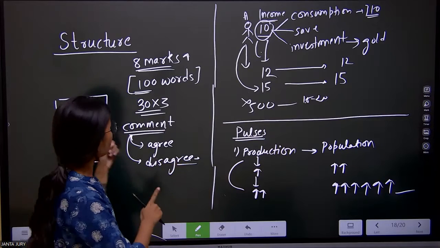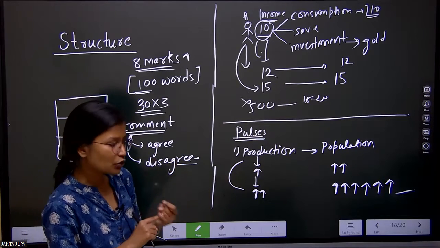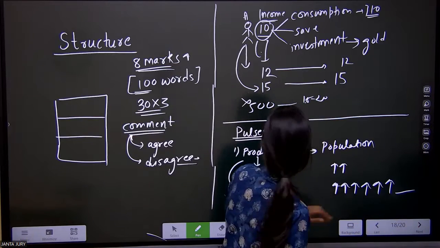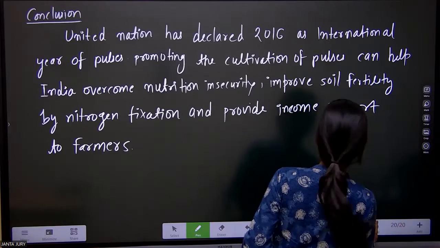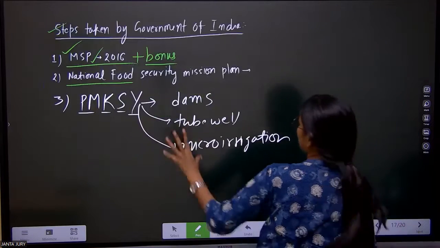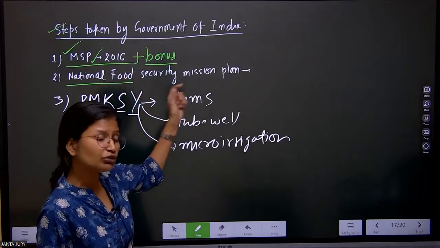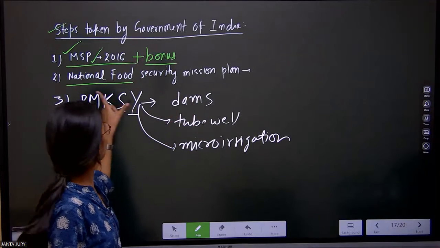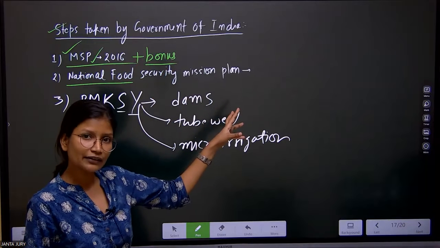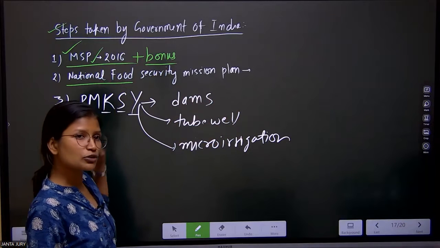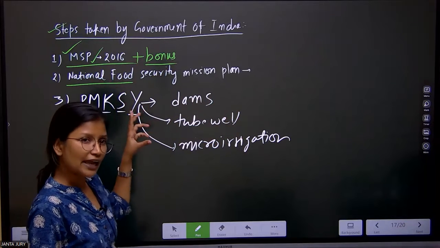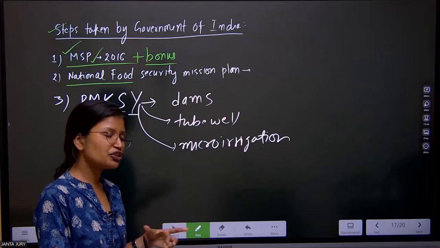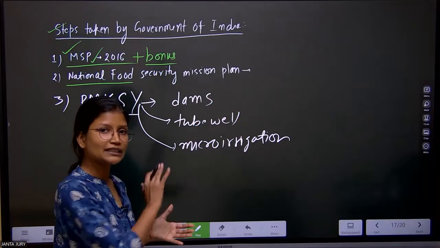Also, the Government of India is focusing on the Pradhan Mantri Krishi Sinchay Yojana. I have told you about the efforts the Government of India is taking. You remember this? Yes, these are the steps taken by the government. The Government of India has announced the MSP, also a bonus for pulses, and has included pulses in the National Food Security Mission plan. And it has also introduced the Pradhan Mantri Krishi Sinchay Yojana. One of the major problems the pulse sector was facing was the lack of irrigation provision, so this particular scheme is trying to answer that.